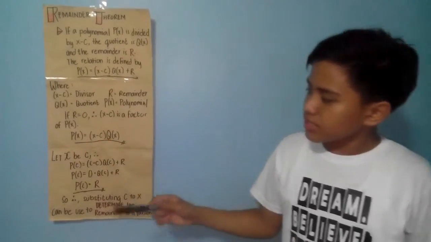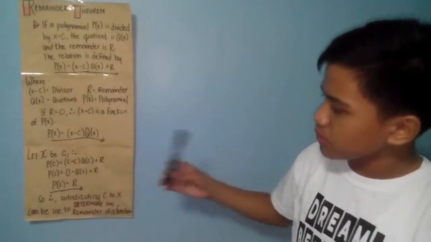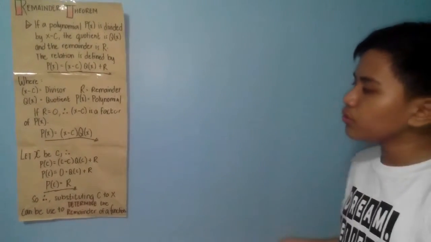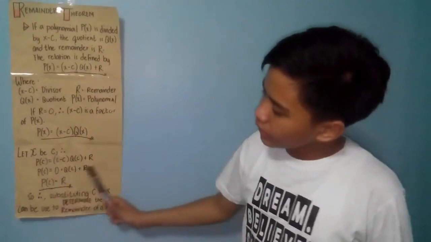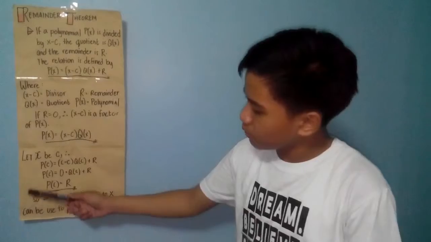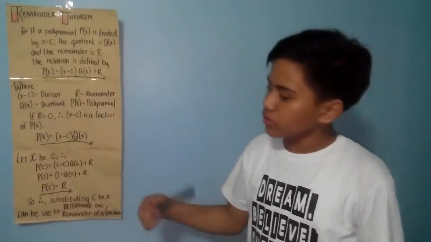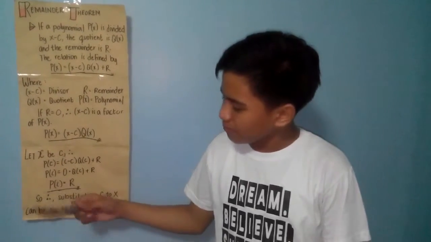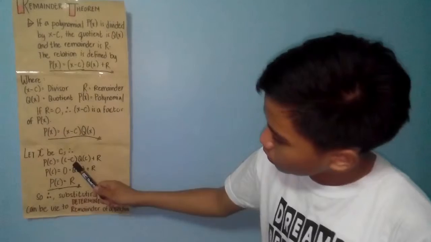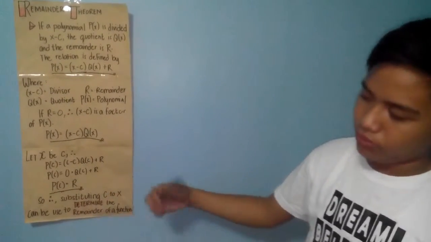Then next, let x be c. p of c is equal to c minus c times q of c plus r. And the next, p of c is equal to 0 times q of c plus r. Why 0? Because c minus c will have a sum of 0, and that q of c remains the same, and then r will also remain.